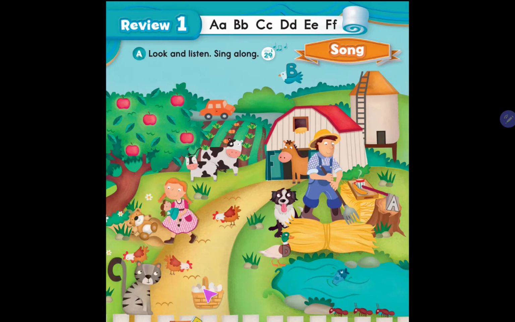B basket, E eggs. We have apples for A, and we have a C for car, and then a B for bird. Okay, and then a D for donkey, and a B for barn. So we have so many. There's a banana, and there's a cup, and a dog. So we have so many words in this picture that start with the letters A, B, C, D, E, and F.